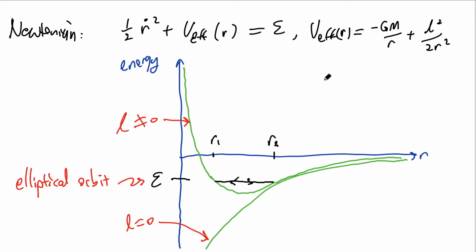Now if the energy is positive, up here somewhere, then what happens is the body moves inward, reflects off of the potential, and then moves back outward off to infinity. This is the case of a hyperbolic orbit.